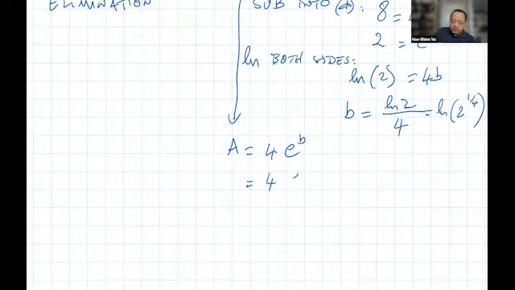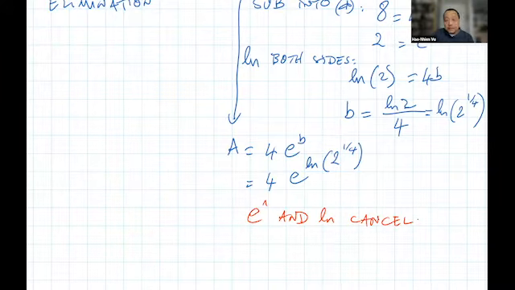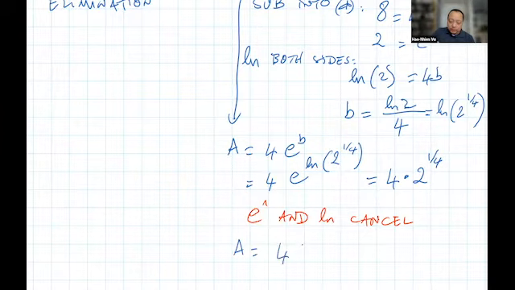That's 4 times e to the ln of 2 to the 1/4. E to the power and log base e, they cancel, because they're inverses of each other. This is 4 times 2 to the 1/4. A is equal to 4 times the 4th root of 2. Right? That's how you solve A and B using substitution.